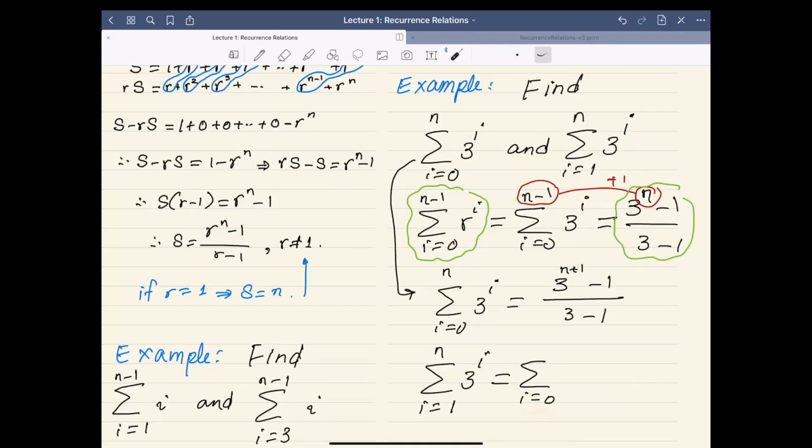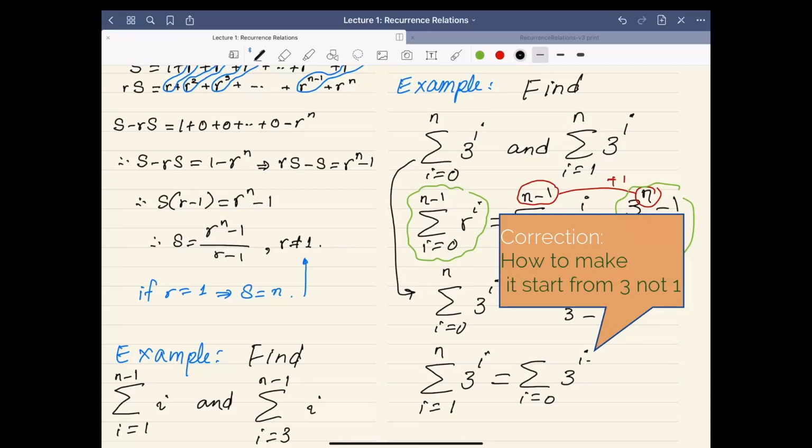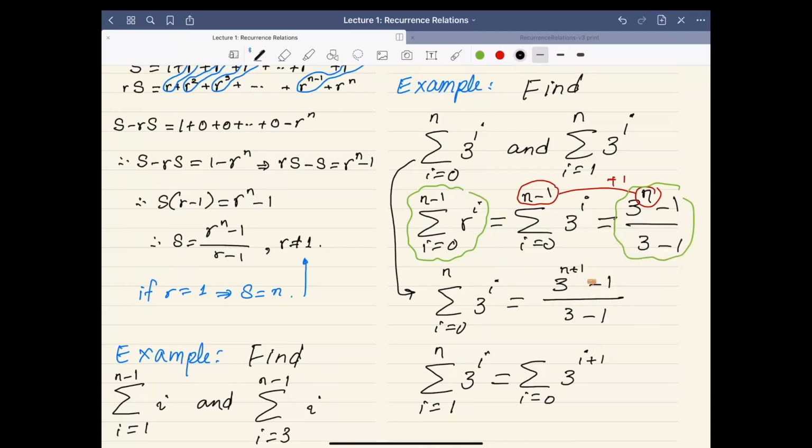I need to make the adjustment, because if i is equal to 1 on the left-hand side, the first value for 3 will be 3 raised to power 1. So if I put just only 3 raised to power i, then the first value will be 1, not 3. So how to make it start from 1? So we add 1. So here now if i is 0, then we will have 3 raised to power 1, which both will start from the same number.